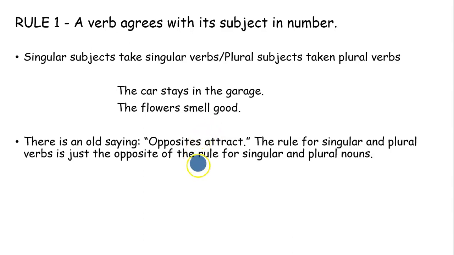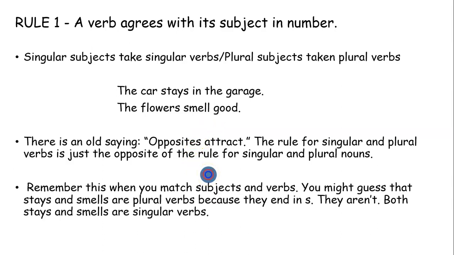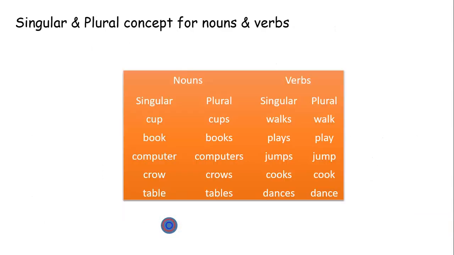देखिए दोस्तों, आपने सुना होगा that opposites attract, right? And that is what I've said, that rules for singular and plural in nouns and verbs are very different. Now if you take these two words, stays and smells, now immediately whatever knowledge you have about singular and plural, you will say that these are plural verbs, but actually they are not, right? So let's understand the concept of singular and plural in nouns and the concept of singular and plural in verbs.